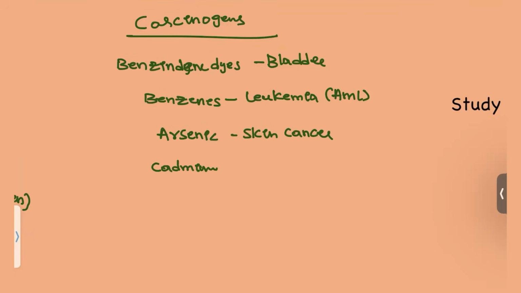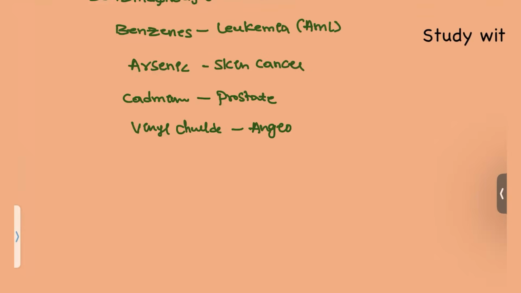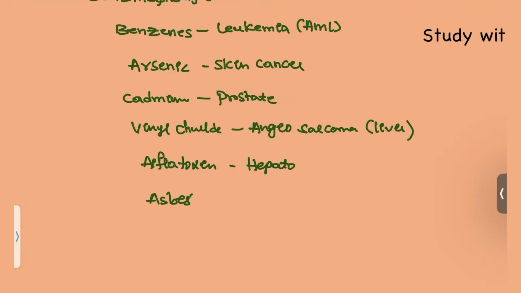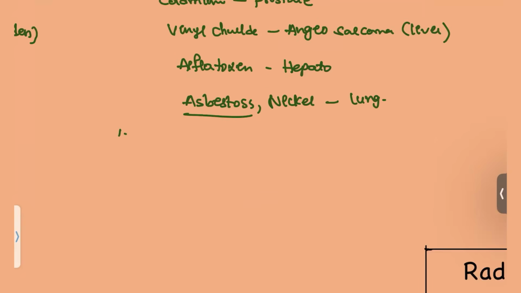Cadmium is going to cause prostate cancer. Vinyl chloride is going to cause angiosarcoma in the liver. And aflatoxins are going to cause hepatocellular cancer. And asbestos, nickel, this is going to cause lung cancer. But if they ask for asbestos most specific, then it is mesothelioma.